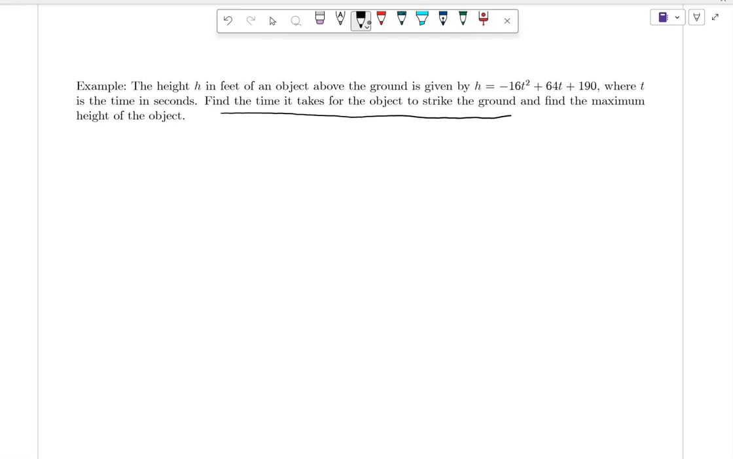So the idea here is how high above the ground is the object when the object hits the ground? Not a trick question. How high above the ground are you if you're on the ground?